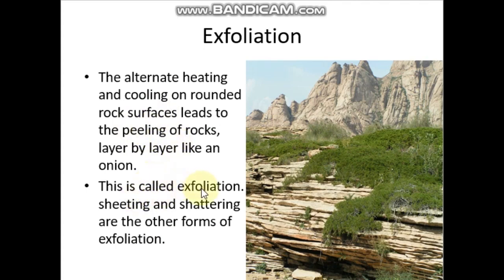What is another form of exfoliation? Sheeting and scattering are the other forms of exfoliation. What is meant by sheeting? Sheeting means removing the layers. And scattering means the other normal form of exfoliation.